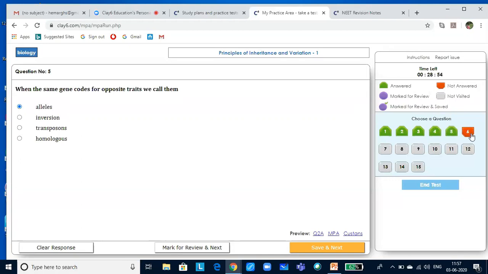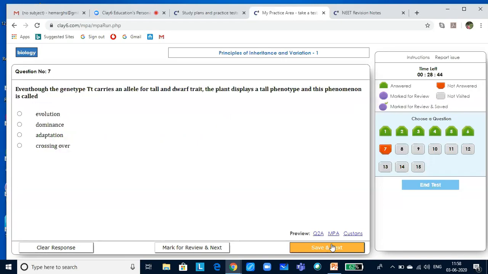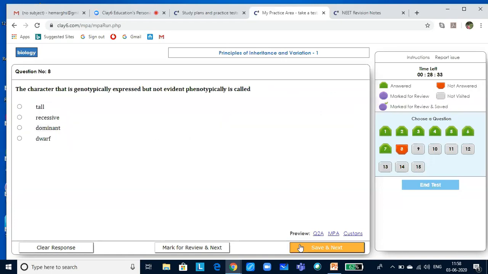Okay. The genotype capital T lowercase t codes for the tall phenotype. Even though the genotype capital T lowercase t carries an allele for tall and dwarf traits, the plant displays a tall phenotype, and this phenomenon is called dominance. The character that is genotypically expressed but not evident phenotypically is called recessive.